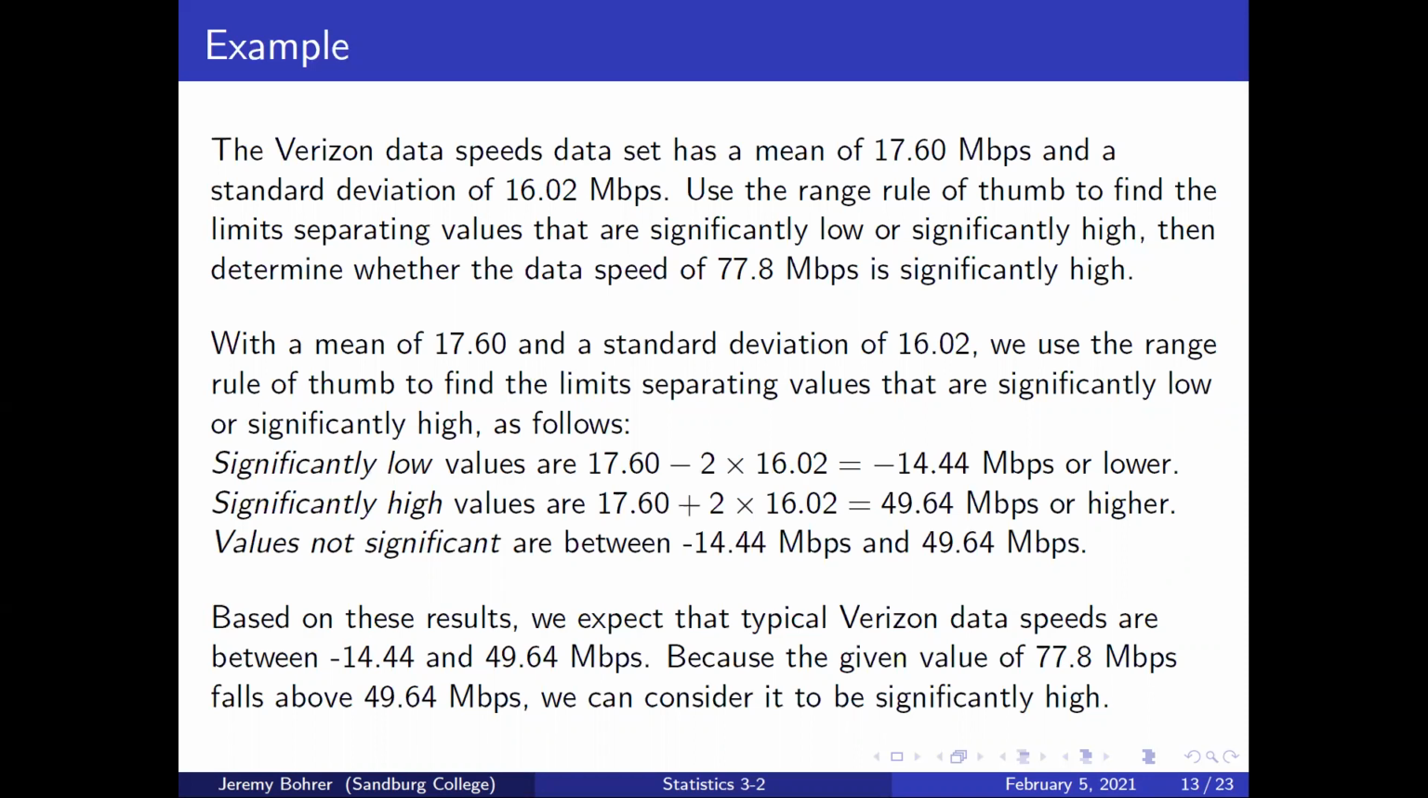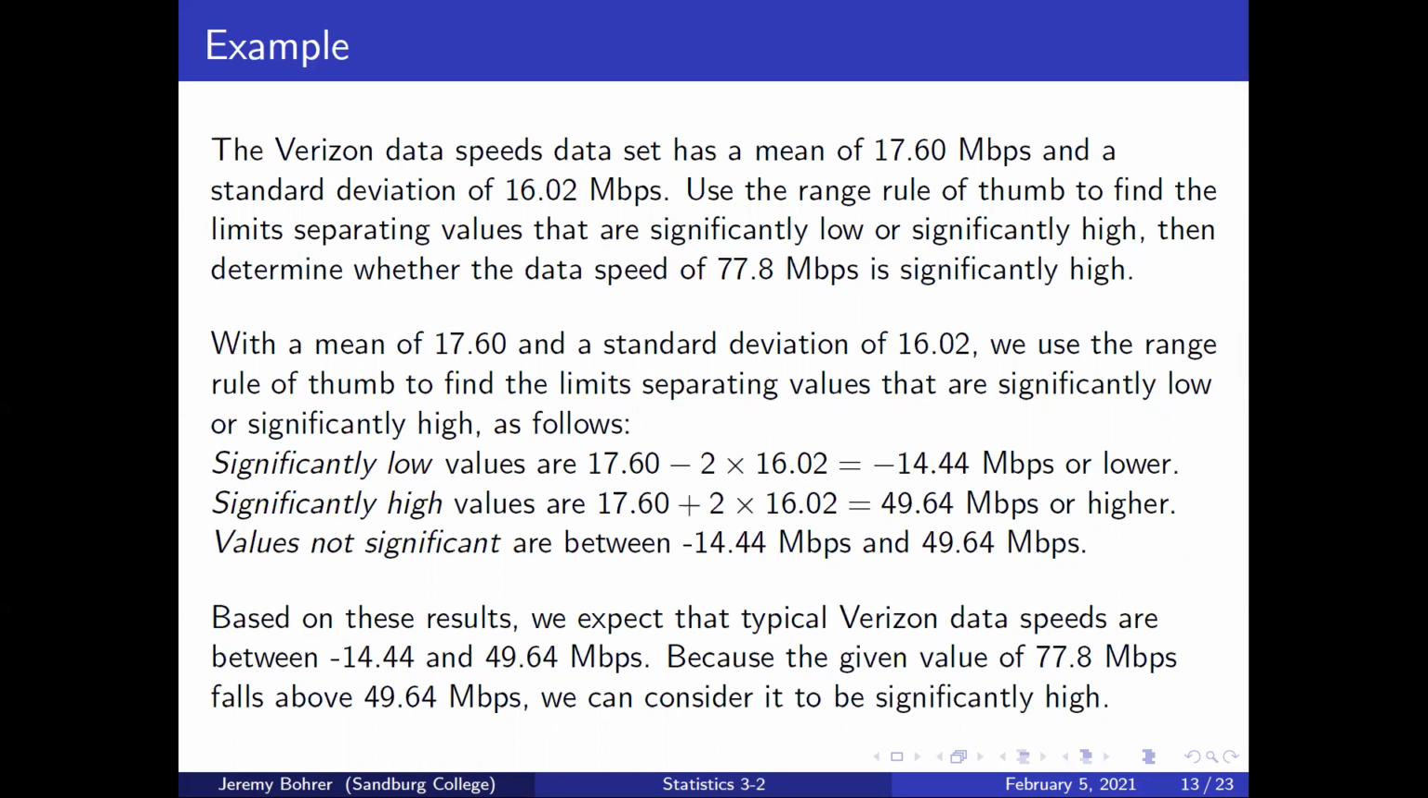Significantly low values are 17.60 minus 2 times 16.02, which is negative 14.44 megabits per second or lower. Significantly high values are 17.60 plus 2 times 16.02, or 49.64 megabits or higher. And values not significant are between negative 14.44 megabits per second and 49.64 megabits per second. Based on these results, we expect the typical Verizon data speeds are between negative 14.44 and 49.64 megabits per second. Because the given value of 77.8 megabits per second falls above 49.64 megabits per second, we can consider it to be significantly high.